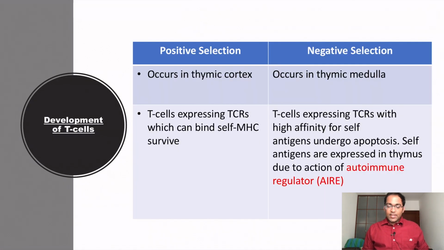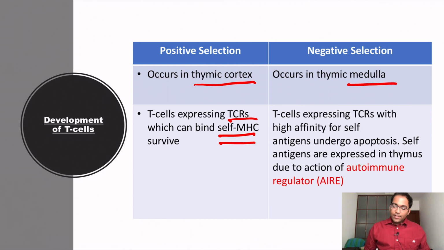Now this is again the same table and it says whatever I just said in the previous slide. In positive selection, the process takes place in the cortex. Negative selection, the process takes place in the medulla. The T cells expressing TCRs which can bind self-MHC will survive. This was what positive selection was. And negative selection is basically T cells expressing TCRs with high affinity for self-antigens undergo apoptosis.